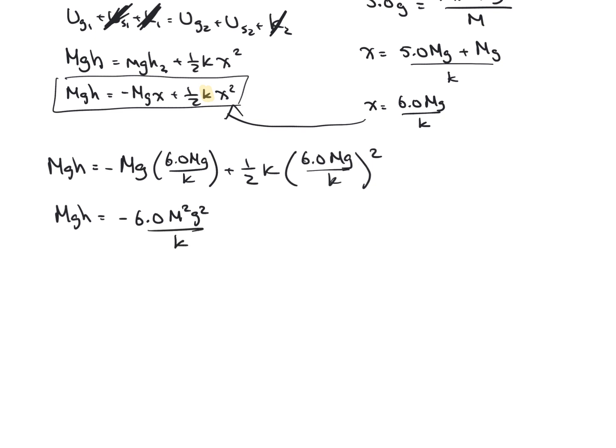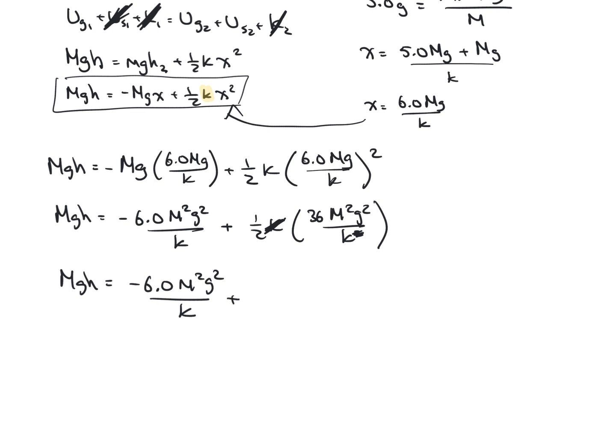Interesting. Plus half k, 36 m squared g squared over k squared. Okay, so on this last term here, this k cancels out with one of the k's. Okay, I'll do some more simplification. mgh equals negative 6 m squared g squared over k plus, so half of 36 is 18, m squared g squared over k. So on the right side, we have actually like terms, m squared g squared over k. So let's combine them. mgh equals negative 6 plus 18 is 12, m squared g squared over k.